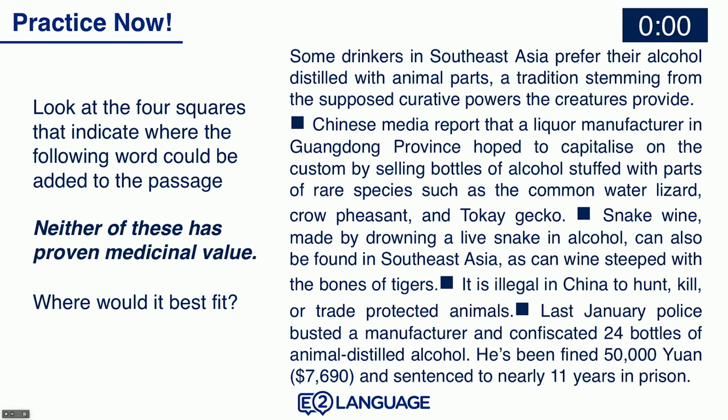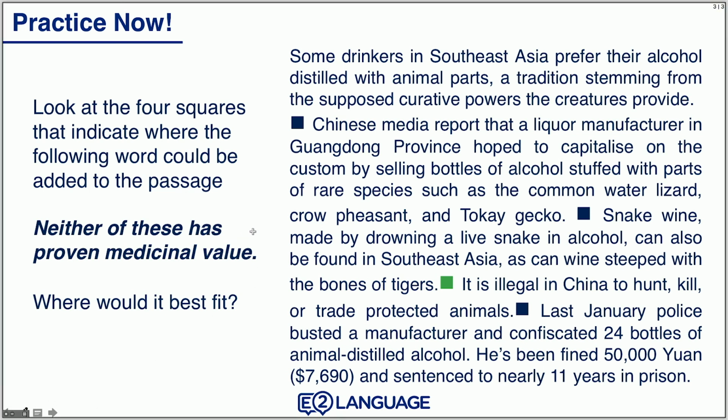Okie dokie, let's have a look at the answer here. How did you go? So here is where this sentence best fits. Let's have a little closer look at it and why this fits here so nicely. This phrase, "neither of these," links back to two things: snake wine and also the wine steeped with the bones of tigers. So it's referring back to two things. Neither of these has proven medicinal value. Okay, that's where that sentence best fits.